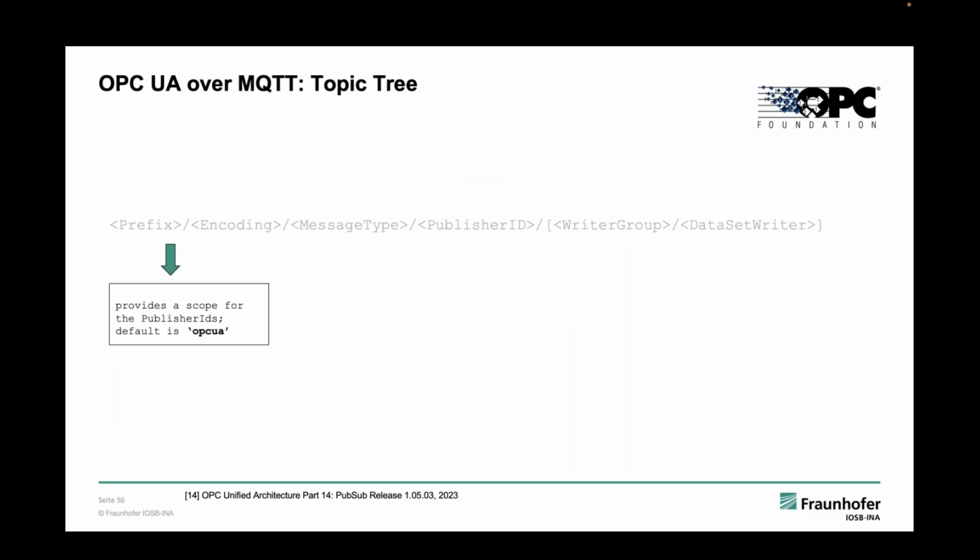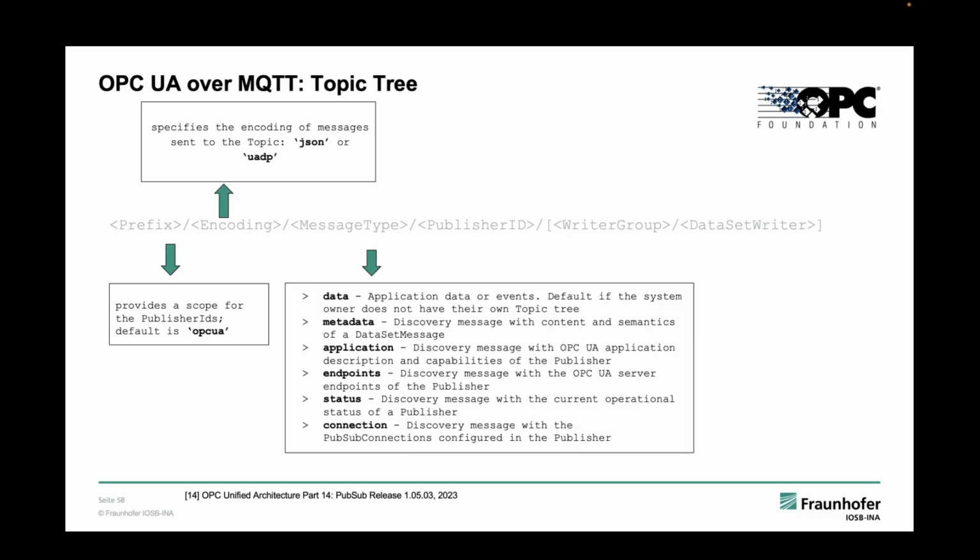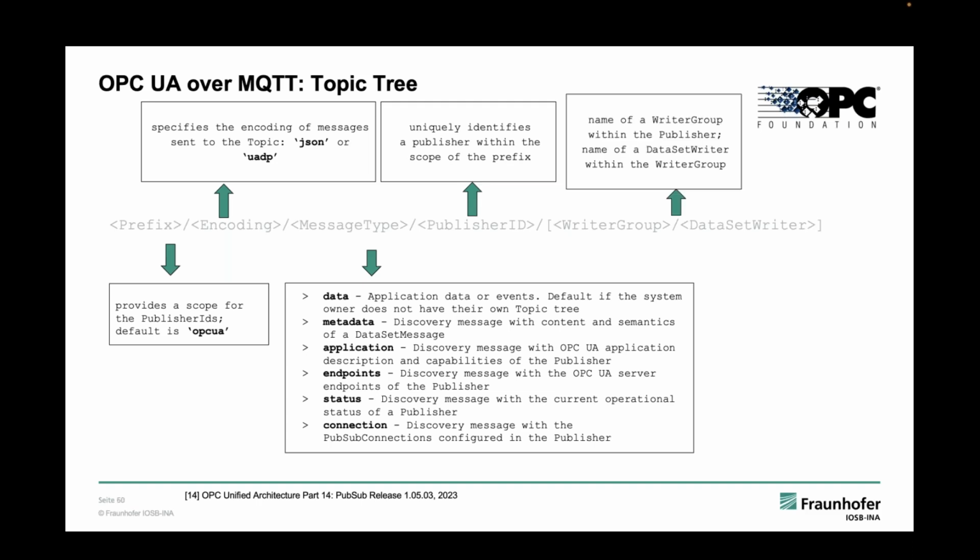Let's look at OPC UA over MQTT's topic tree. It starts with a prefix. It's also not mandatory, but the default value is OPC UA here. Then you have an encoding that is JSON or UADP, as we just discussed. And you have also different message types for data, metadata, and some more. Here, you have a publisher ID that uniquely identifies the publisher within the scope of your defined prefix, and also writer group and dataset writer to structure this topic namespace further. So quite similar.